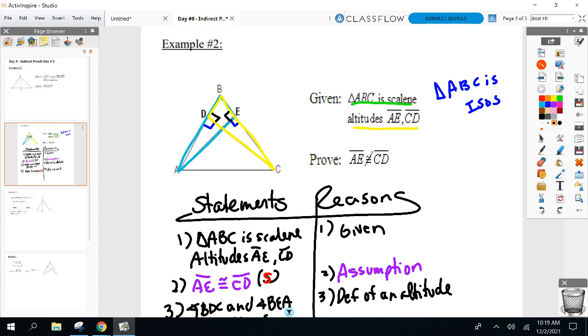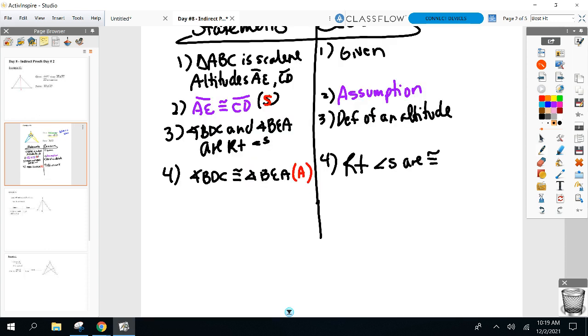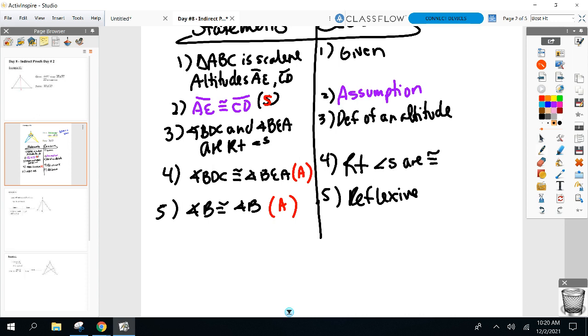Angle B shared by both, right? We got that reflexive. Anytime triangles overlap, look for a common angle or side, which is what I have here. So I got angle B equal to itself. Reflexive. Good work. So that gives me my third and final pair that I needed. I just got to figure out the correct method now, right?